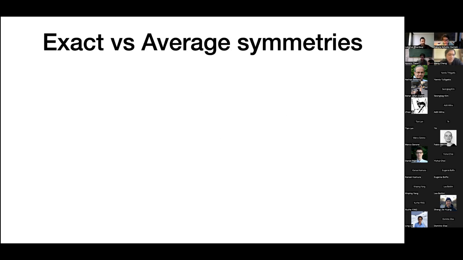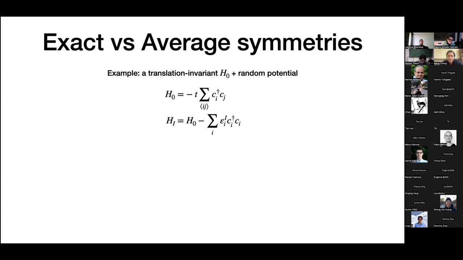All right, now I think this is probably the most important thing I want to say about disorder: there are now two kinds of symmetries that one has to think about in this context of ensemble. So let me again use this example of a translation invariant Hamiltonian plus some potential. So this Hamiltonian H of zero is just a hopping of electrons, which preserves the charge conservation symmetry exactly. So it's a symmetry for each individual Hamiltonian in the ensemble.